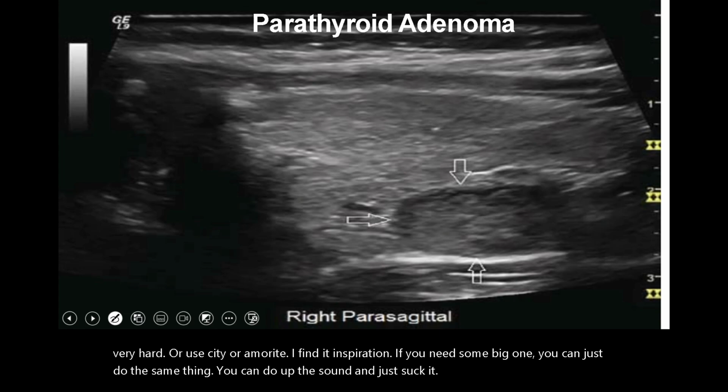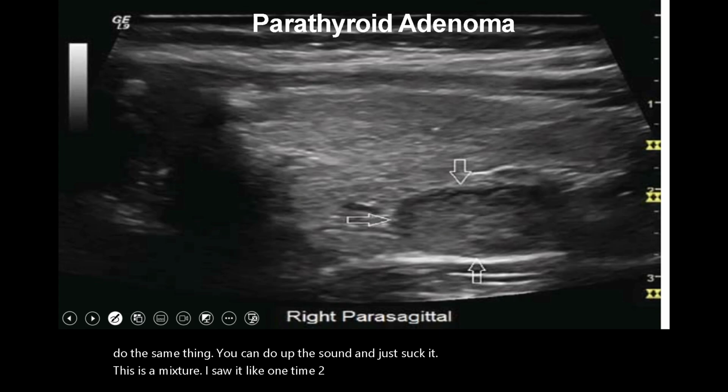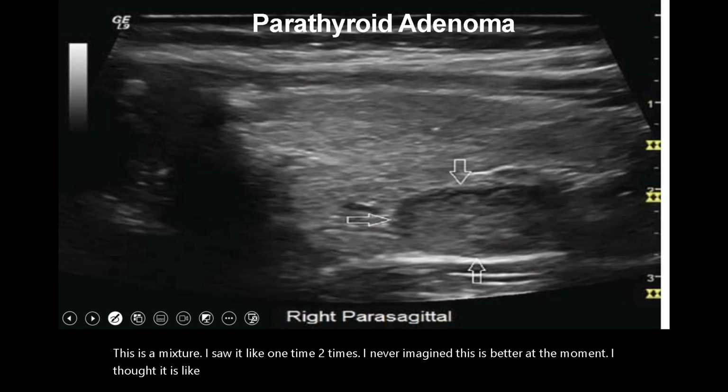This is the picture. I saw it like one time, two times. I never imagined this is parathyroid adenoma. I thought it is like a cyst or something, and it looks like it's just normal structure. This is how it looks, parathyroid adenoma.